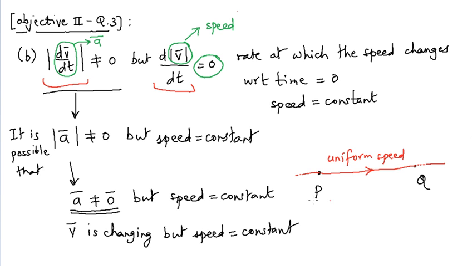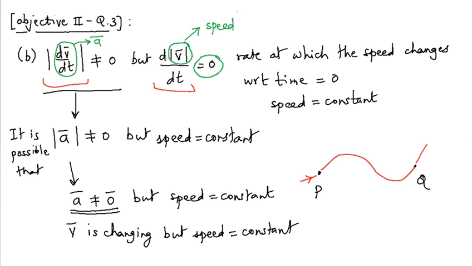But now let's try to change the example. Let's imagine that instead of moving always from left to right, maybe the particle is moving along a curved path like this, which passes through P and also passes through Q. Now maybe the particle is moving in the general direction from left to right throughout. Now imagine that the particle moves at a constant speed. For example, this could be a road, and the particle could be visualized to be a car which is moving at a constant speed.